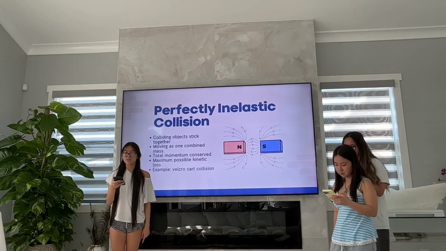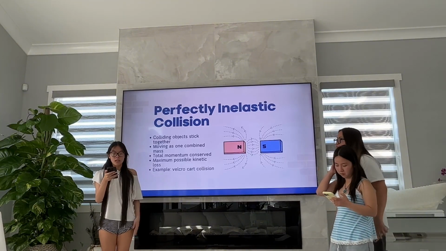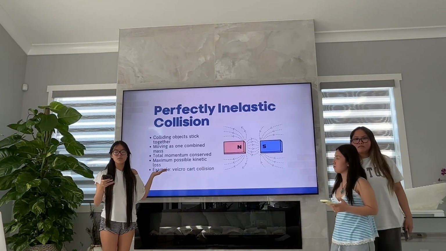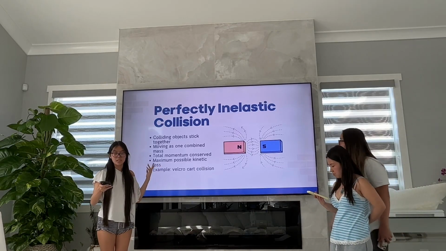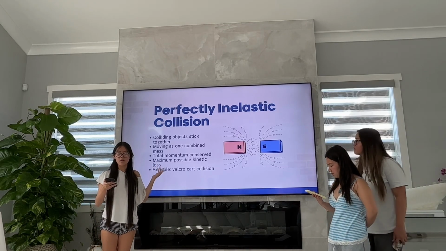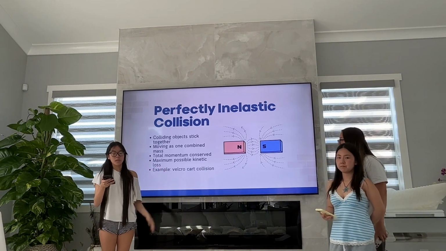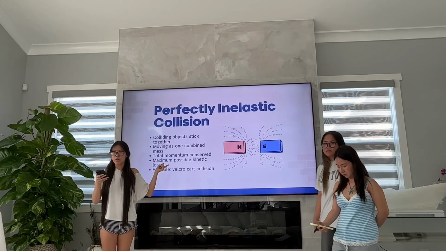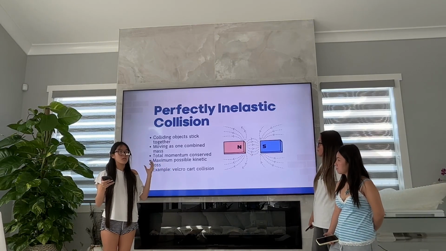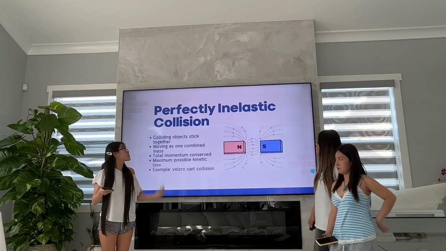And then now we have perfectly inelastic collision, and here the colliding objects actually stick together and move together as one combined mass. In this instance, momentum is still conserved, but this type of collision results in the maximum amount of loss in kinetic energy. An example of this would be Velcro carts collisions where the Velcro carts are locked together, or magnets snapping together into one unit.